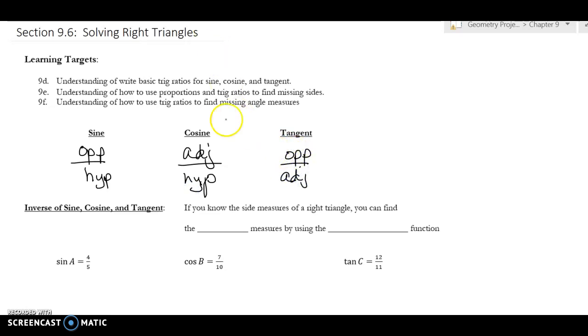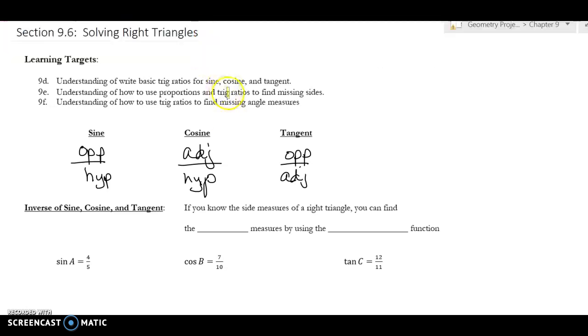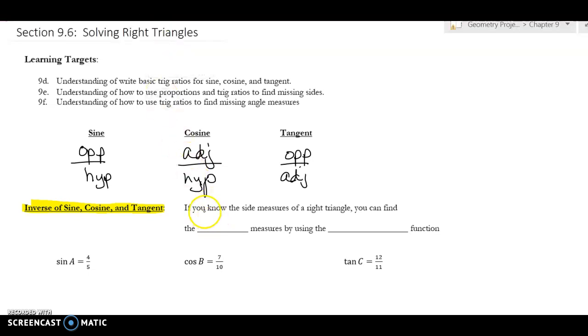Okay? The first thing we have to do is, in the previous lesson, you learned how to find missing sides when given an angle. Now we're going to have to work backwards, and to do that, we do the inverse because it's the inverse operation. So if I know the side measures, then I am able to find the angle measure by using the inverse function.